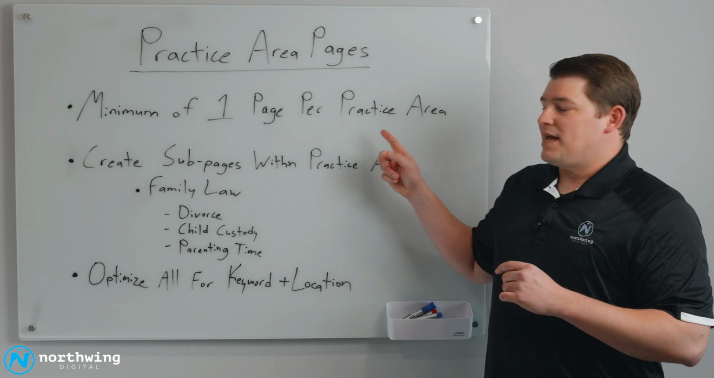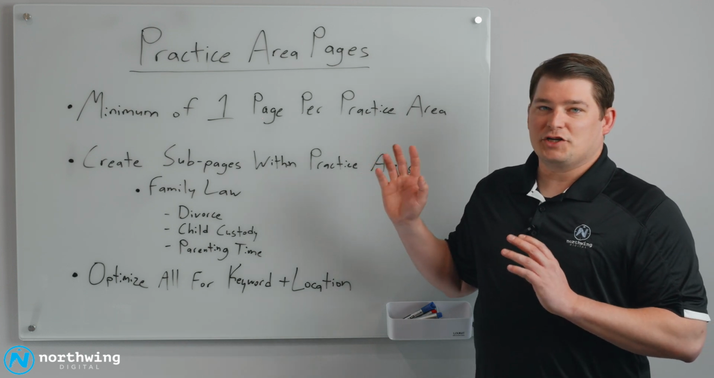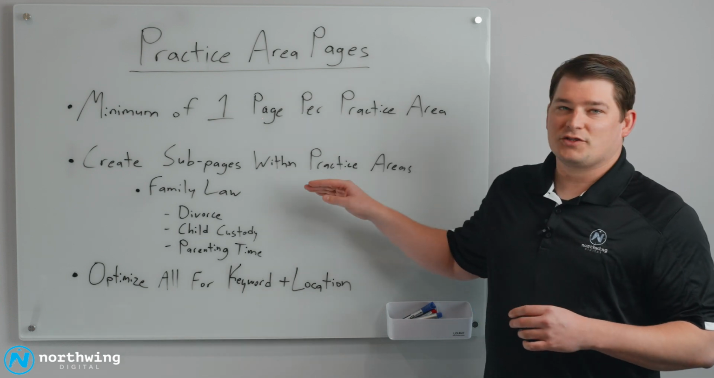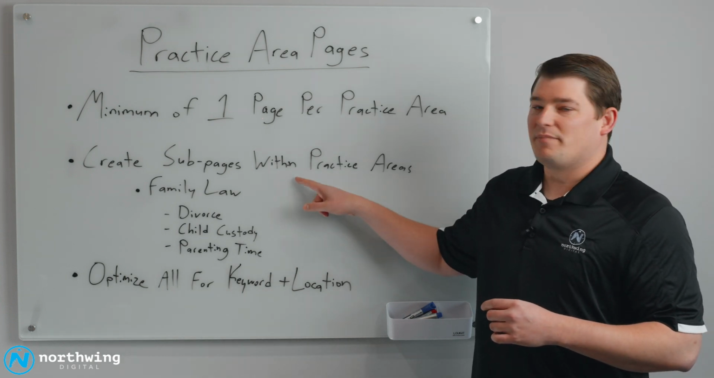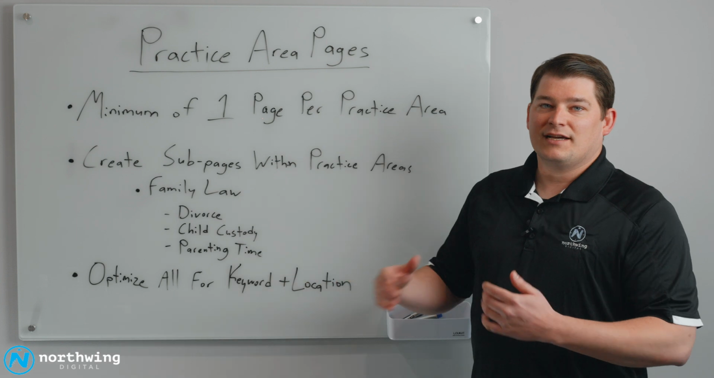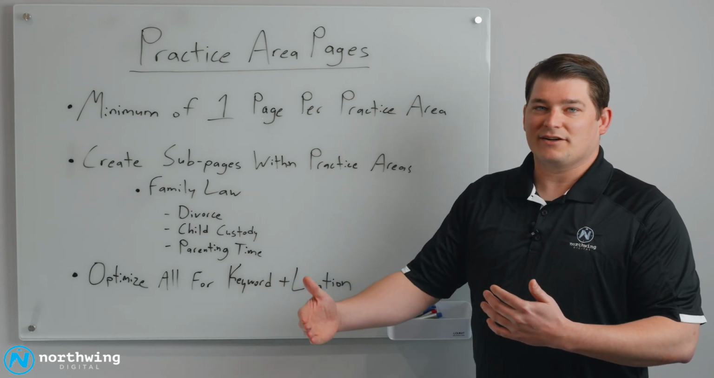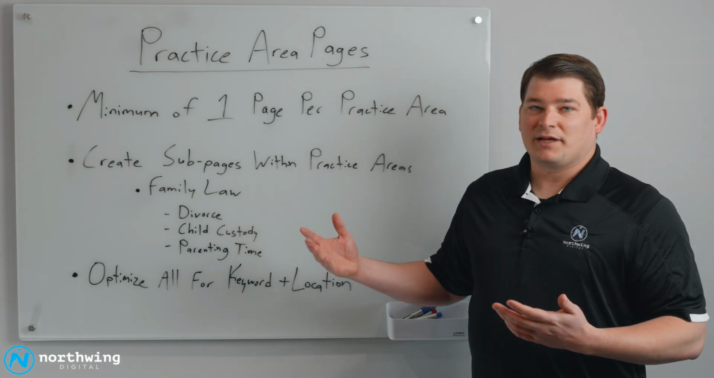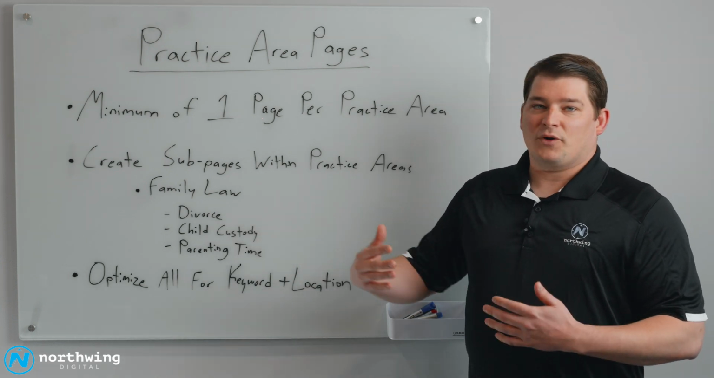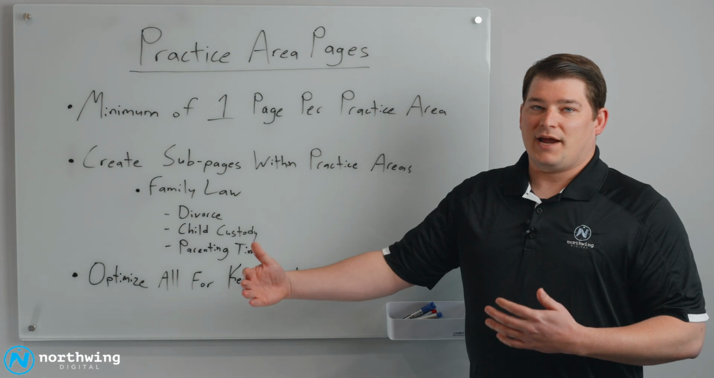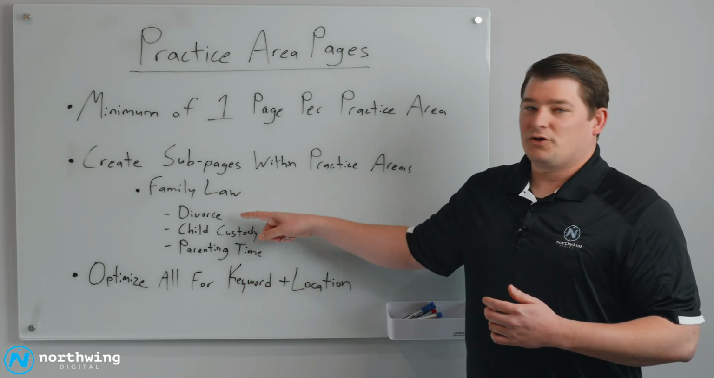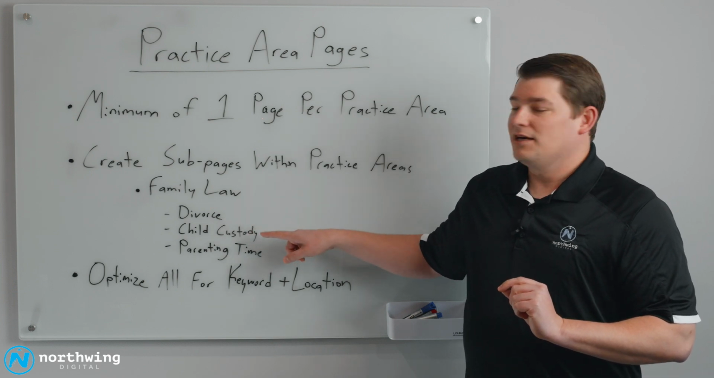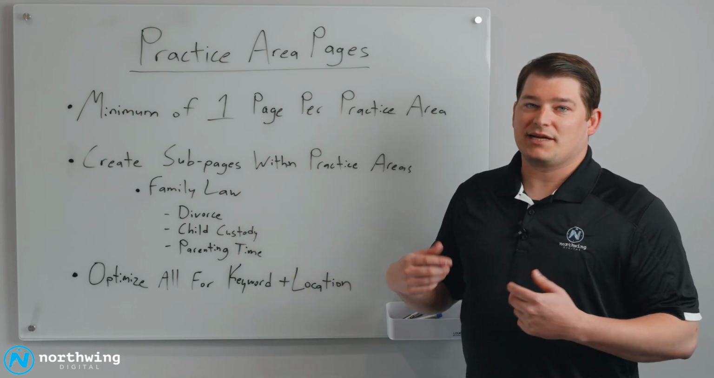So, for example, you want a minimum of one page per general practice area, but then to expand on this even further, we also recommend that our clients create subpages within practice areas to take this concept one layer deeper into their website. So for example, if you have a general page around family law, you can gain a lot more SEO value in the future, a lot better rankings and more traffic by also creating pages within that specifically around concepts like divorce, child custody, parenting time, etc.